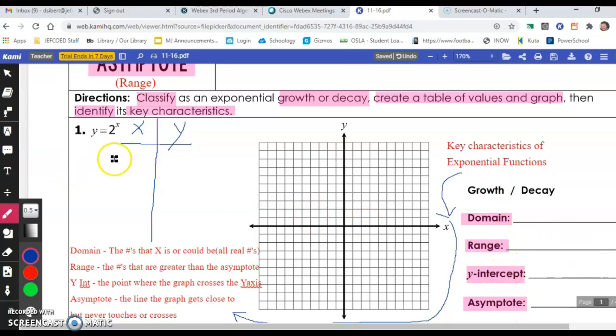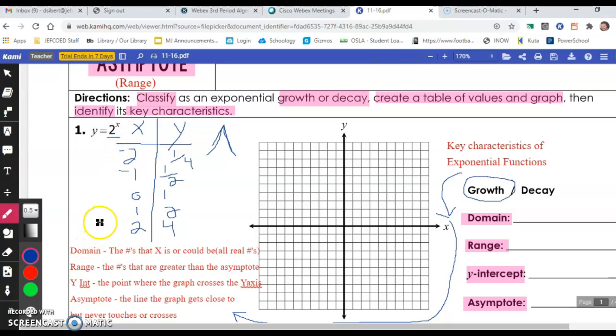Okay, so the numbers for the x that we are going to use, we can use any of them because it can be all real numbers, but for graphing purposes, we are going to use -2, -1, 0, 1, and 2. Now, once you substituted each of these x values into the equation, you should have gotten 1/4, 1/2, 1, 2, and 4. Okay? So we determined that it was a growth because b, which is my base number, was greater than 1. We created a table and values, and now we're going to graph them.